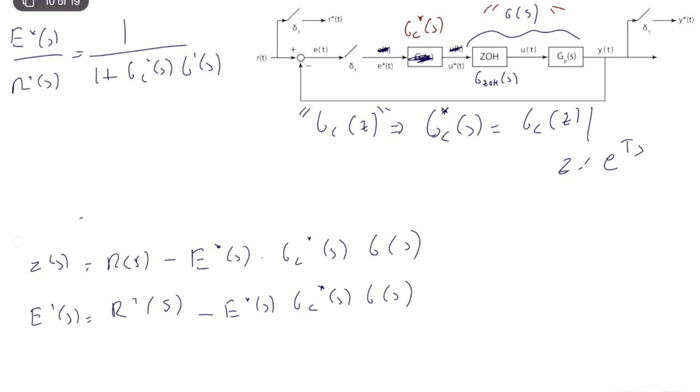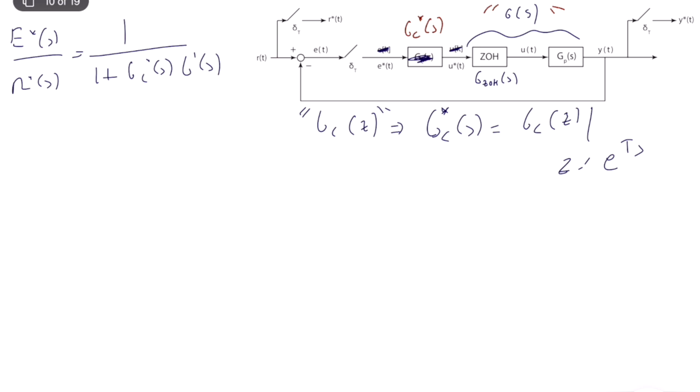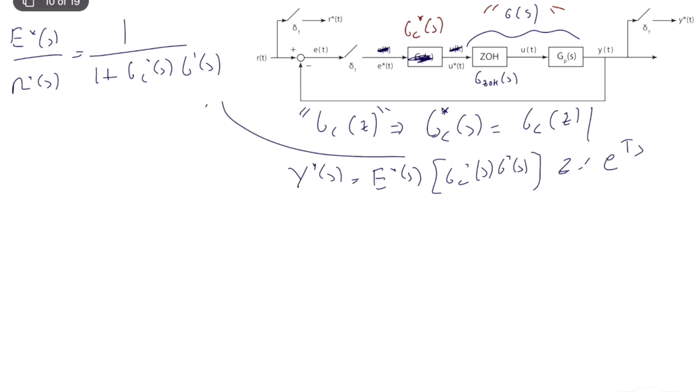But what we want to know is the transfer function from R to Y star, of course. We know that Y star of s is equal to E star of s times Gc star of s times G star of s. If I plug it here, I can easily obtain that. So let's clean it.